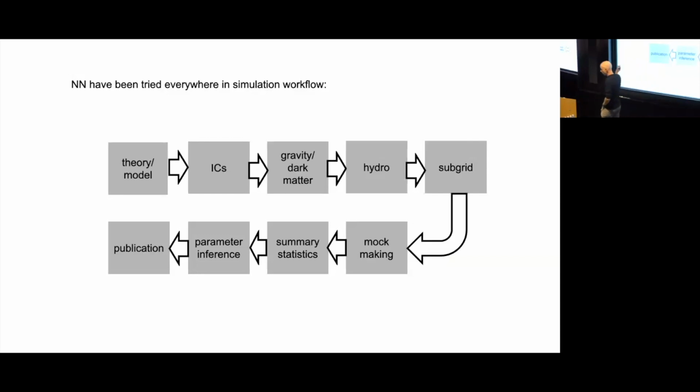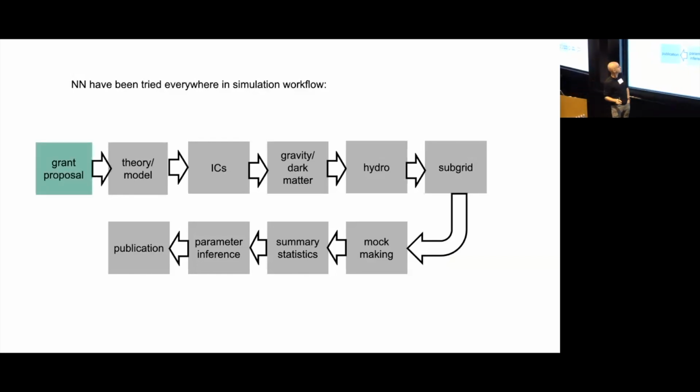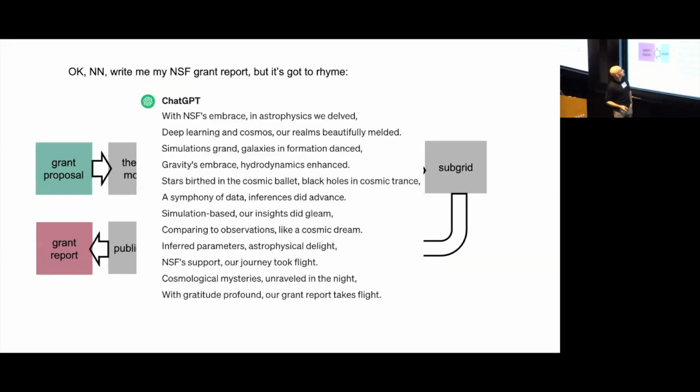And there are also ones that maybe people are even more enthusiastic about, like putting them into the initial part, the grant proposal, right? And the one I really like is putting them into the grant report. So, warning, ChatGPT joke coming up. You might say, okay, ChatGPT, give me a grant report for my NSF grant, but it has to rhyme.